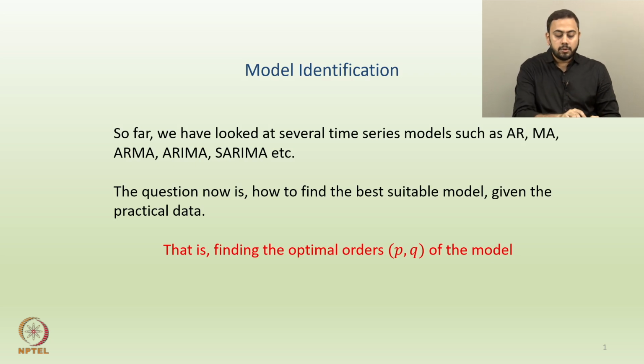Okay. Now the important question is: how do you find the best suitable model given any practical scenario or practical data? Essentially, what this question is asking is, how do you find the optimal orders, let's say P and Q, of a particular model?